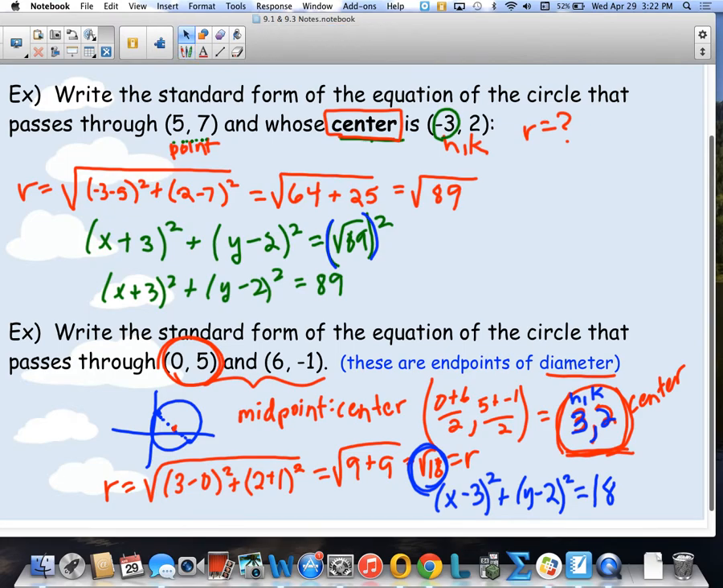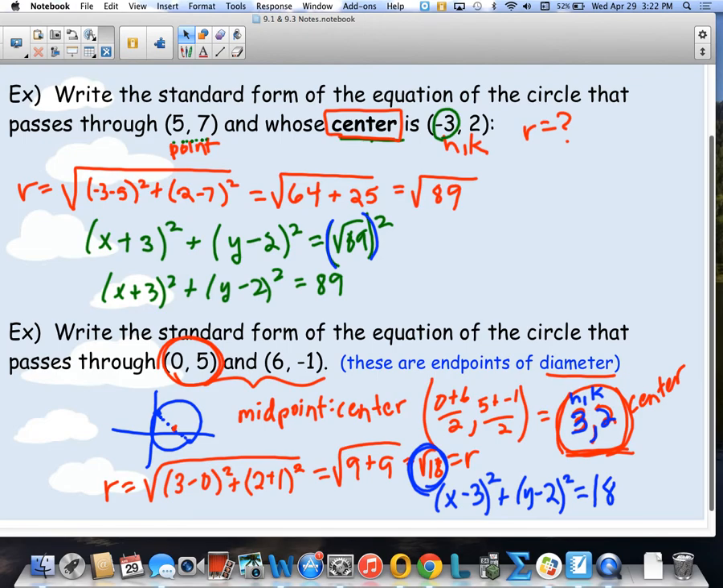Okay? So let's look at the difference between these two problems. One of them gave you the center and the edge. The other one just gave you the 2 edges. So if they give you the center, you already have the h and the k. If they don't give you the center, you have to use the midpoint formula to find the center.